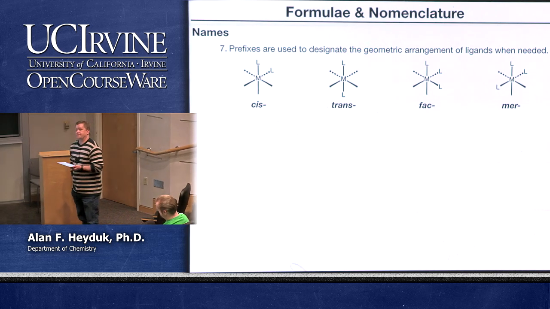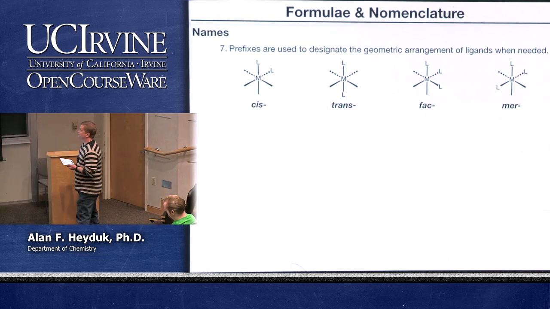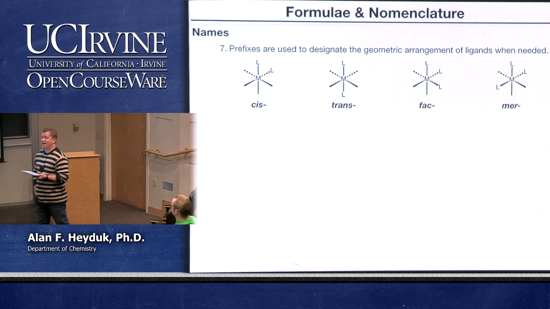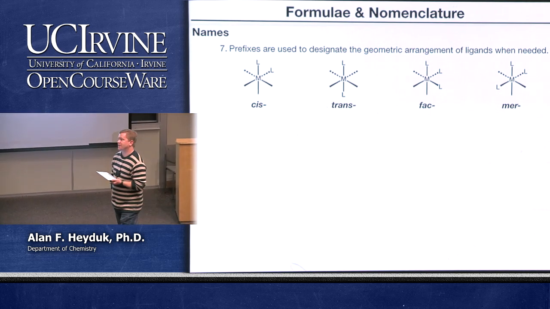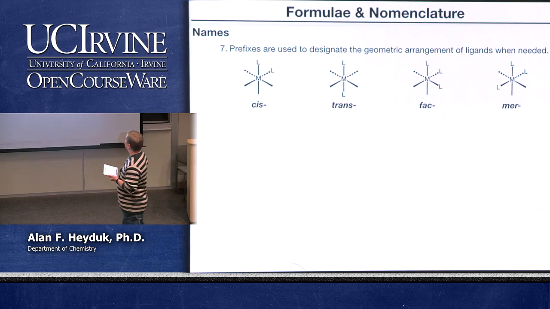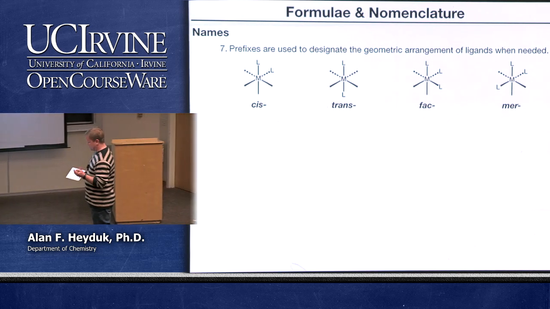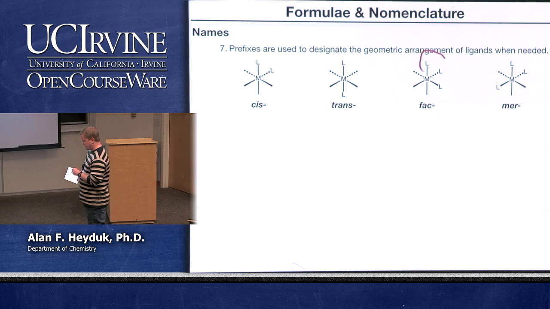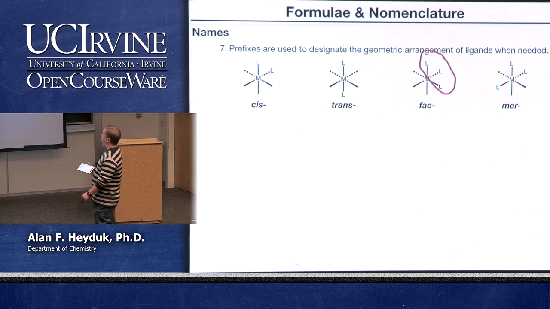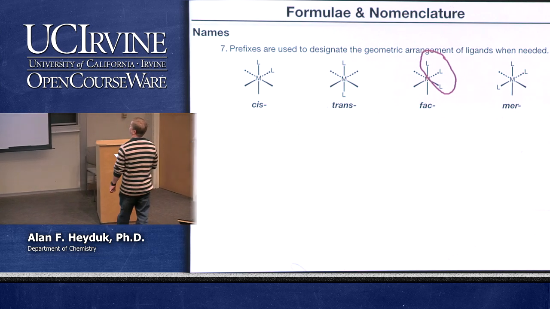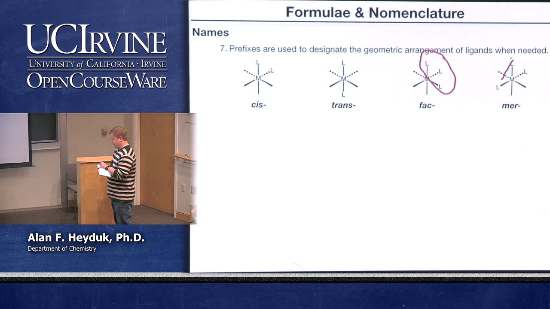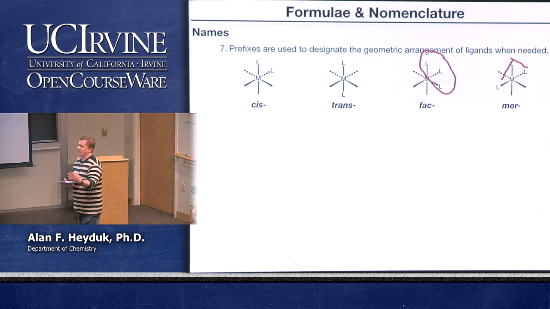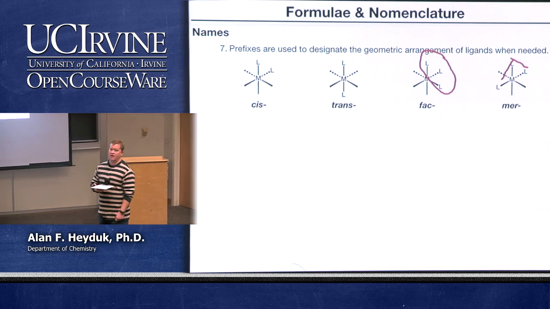A special one for octahedral complexes is fac and mer. Fac for facial, mer for meridional. In the facial arrangement, you have 3 ligands on a single trigonal face of the octahedron. For the mer arrangement, instead you have 3 ligands on the meridian. I think of it as being a belt around the metal complex.